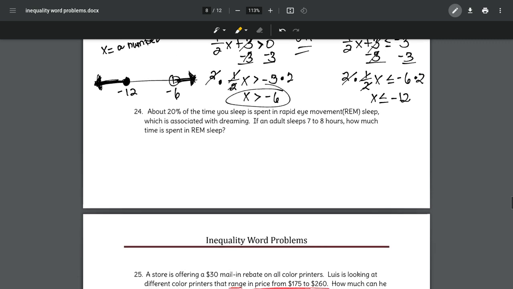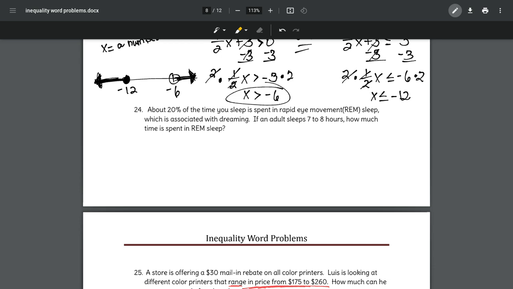All right, let's take a look at 24. 24 says about 20% of the time you sleep is spent in rapid eye movement sleep, which we call REM. It just means you're dreaming. Okay. So you're dreaming for about 20% of the time that you sleep. If an adult sleeps 7 to 8 hours, how much time is spent in rapid eye movement sleep?